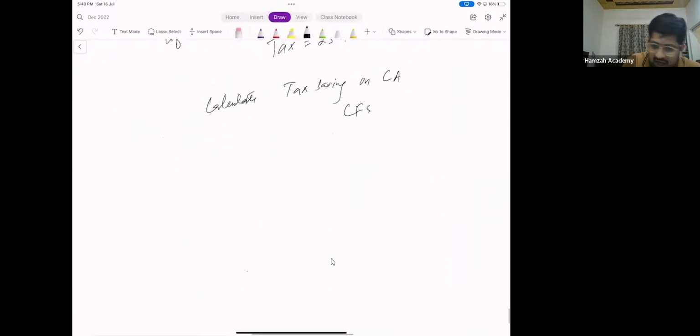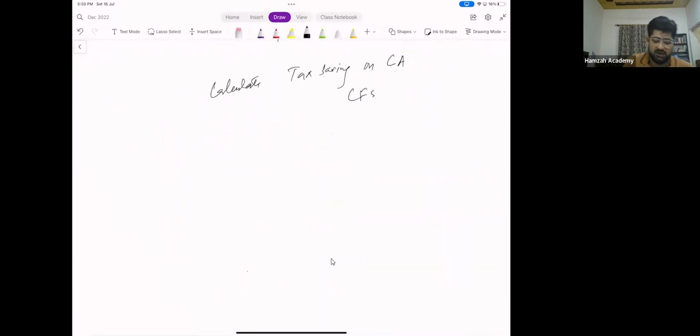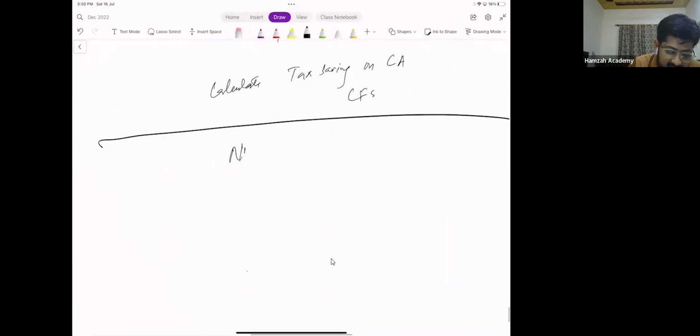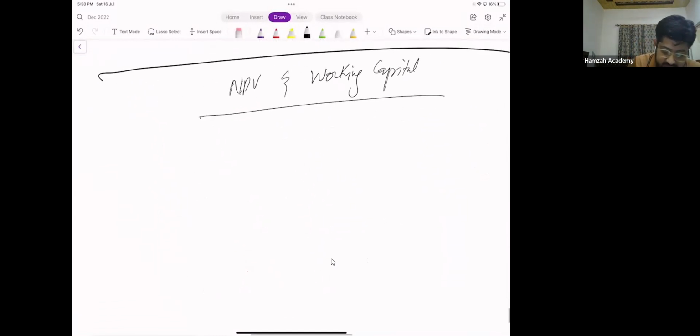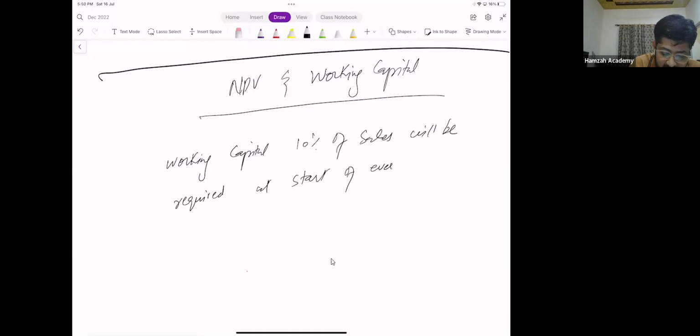Students, the last adjustment which we have to discuss today is NPV and working capital adjustment. They say that working capital of 10% of sales will be required at the start of every year.